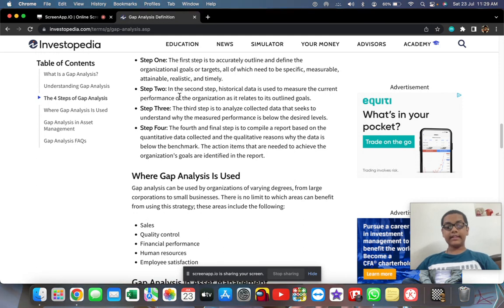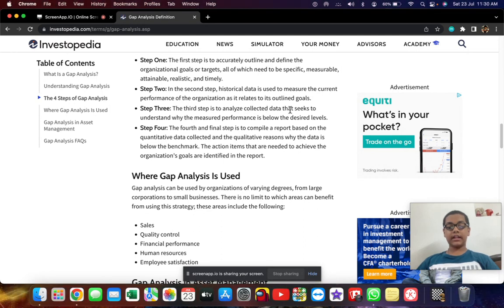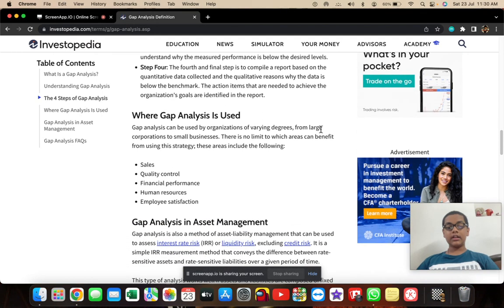Step 2. In the second step, historical data is used to measure the current performance of the organization as it relates to its outlined goals. Step 3. The third step is to analyze collected data that seeks to understand why the measured performance is below the desired levels.